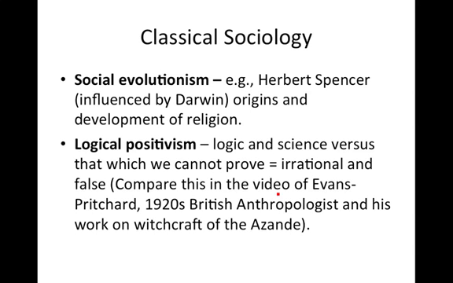Also associated with classical sociology was this idea of logical positivism. And this is the idea that logic and science are on the one hand, versus that which we cannot prove, which is superstition. Again, it links in with social evolutionism, that we have irrational religion on the one hand and logical science on the other. And this has also largely been discredited. Actually, rather ironically, it's also revived in people like Richard Dawkins, who propose a similar argument.